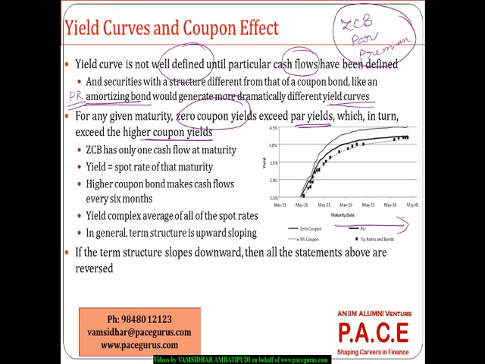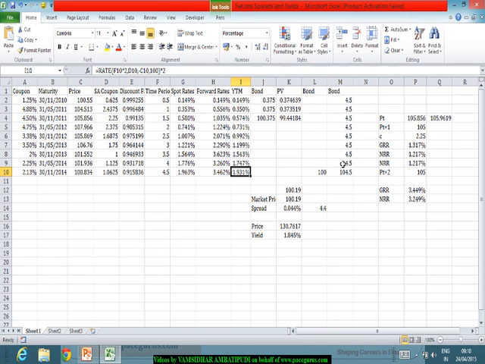So though on one side, if the upward sloping term structure is there, across the time we see that the yields are going to go up. But for a zero coupon bond, the yield is going to be 1.931%. But for a bond which is a 9% coupon paying bond, the yield is only 1.845%.